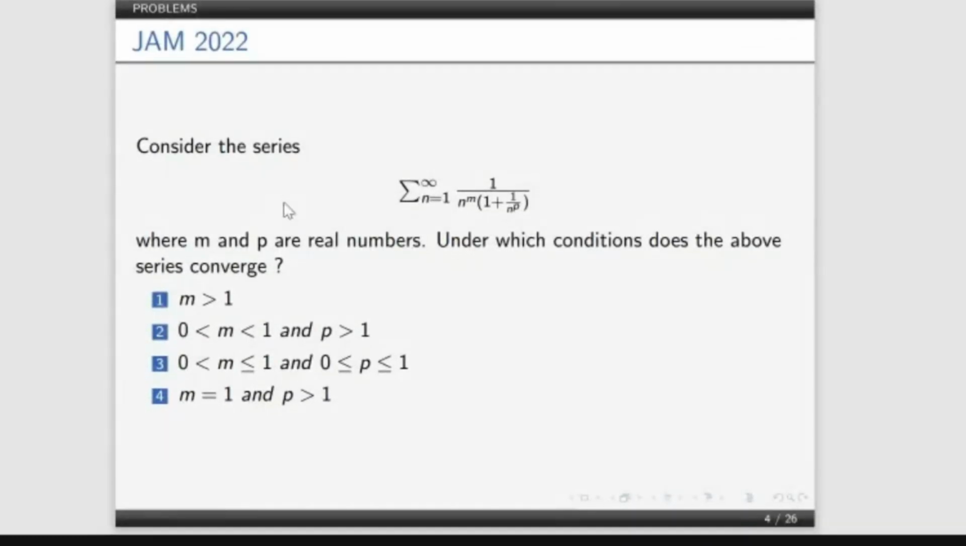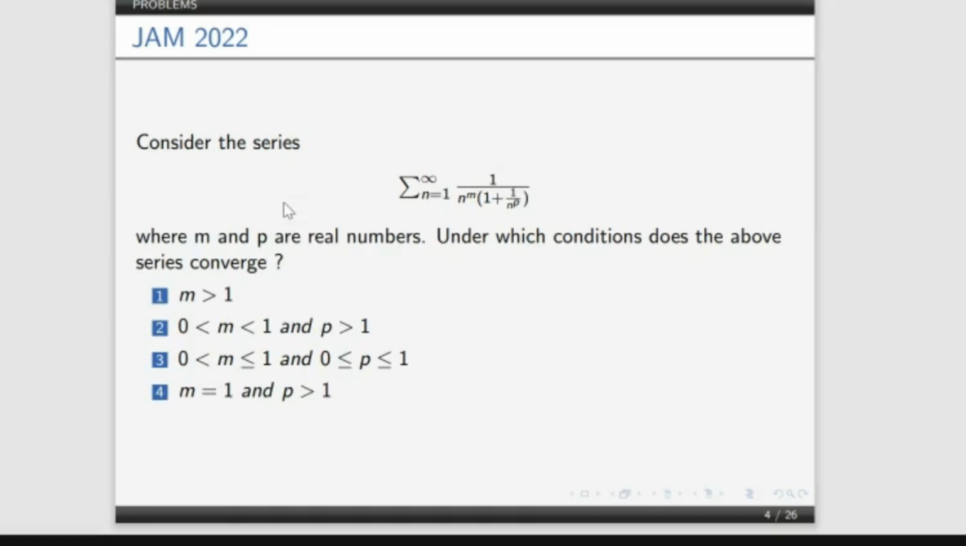So we are moving to the next question. We have a series defined by 1 by n power m into (1 plus 1 by n power p), where m and p are real numbers. Under which condition does the above series converge? We have been given options for some range of values of m and p.